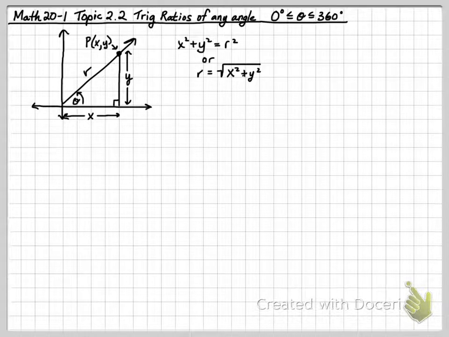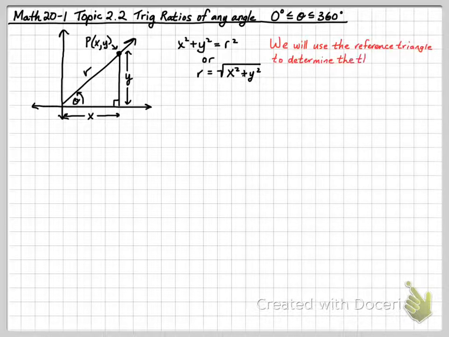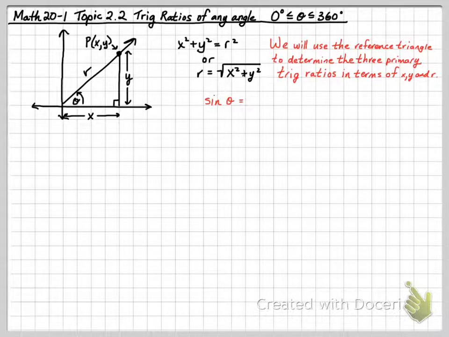That angle that was made with the triangle is going to produce some important relationships. We're going to use the reference triangle to determine the three primary trig ratios. So sine of this angle is going to be opposite, which is y, over the hypotenuse, which is r. The cosine of this angle is the adjacent side x over the hypotenuse r. And then the tangent of this angle is going to be the opposite over adjacent, or y over x.